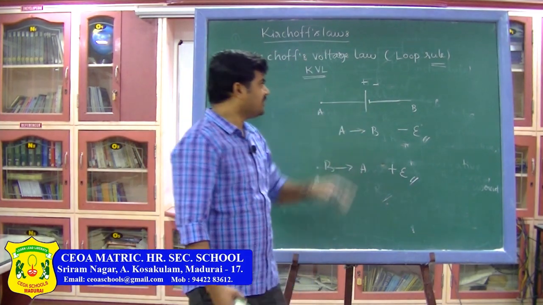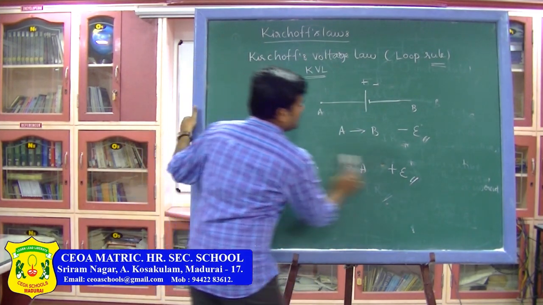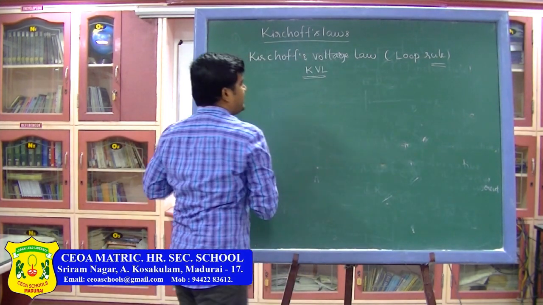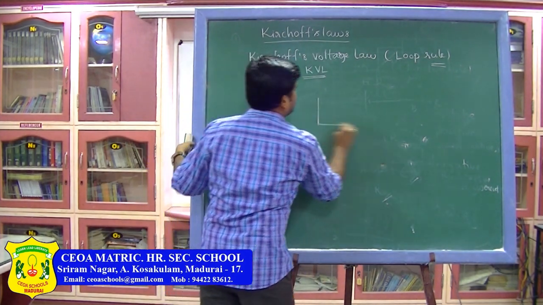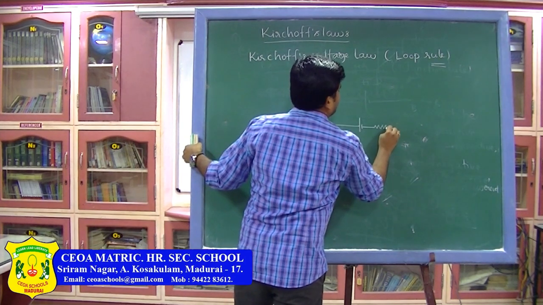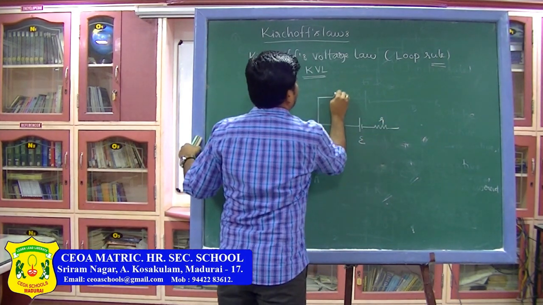Now, let us apply these sign conventions to the circuit which I told you about earlier. That circuit has a cell with internal resistance r and EMF E, and there are two resistors.